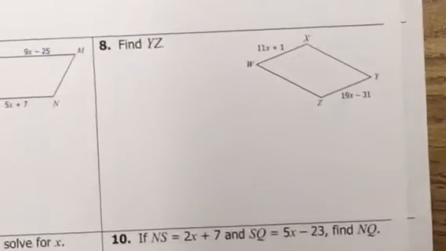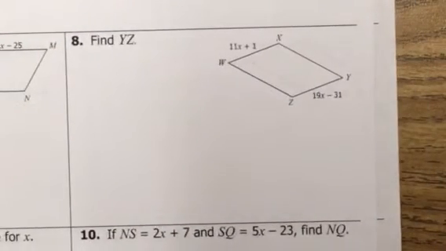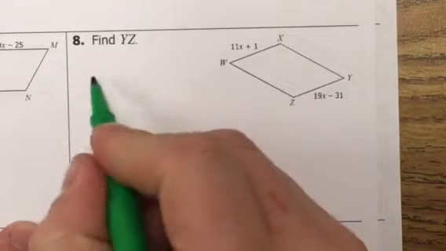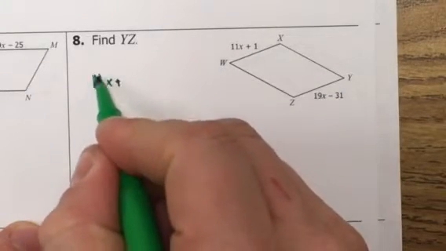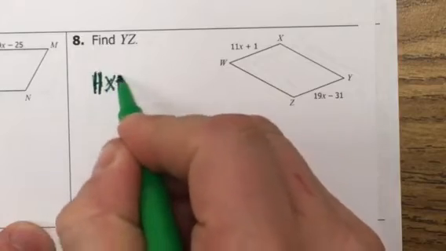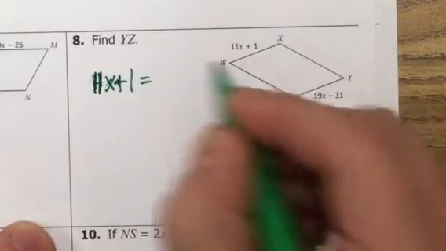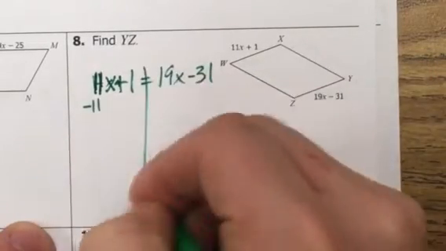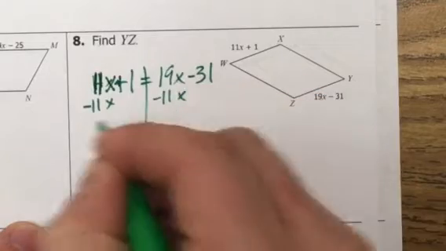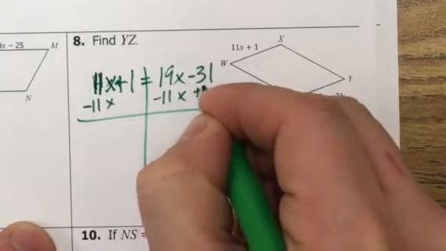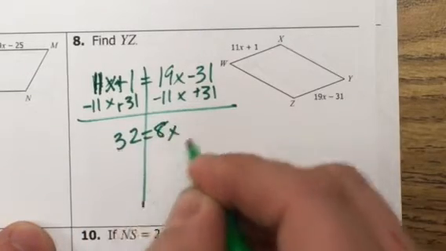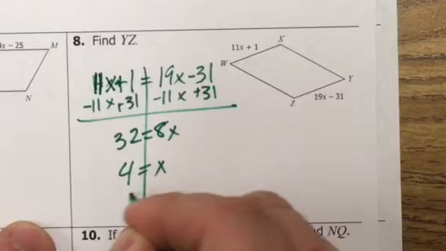Looking on to number 8. Okay, number 8, find the value of yz. So first step, opposite sides are congruent. So I'd say 11x plus 1 equals 19x minus 31. Again, go do a little bit of algebra. I'd find that 32 equals 8x, or x equals 4.